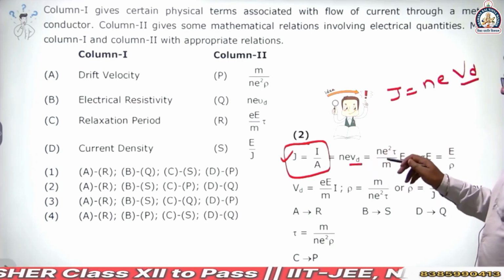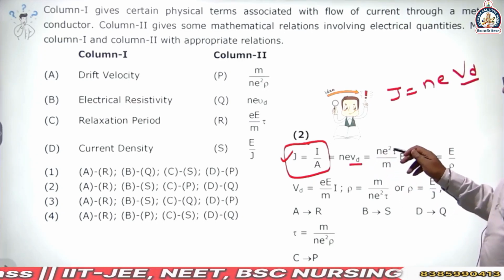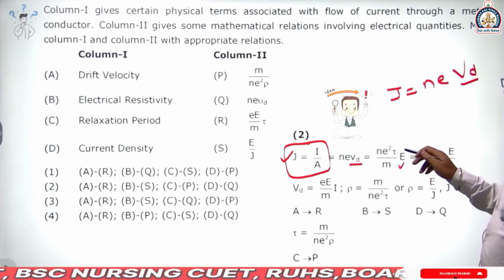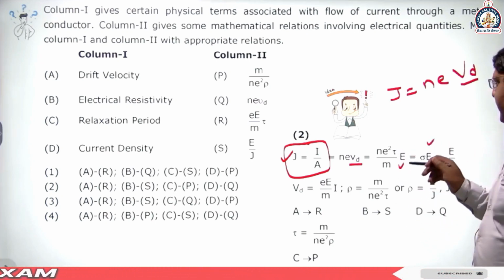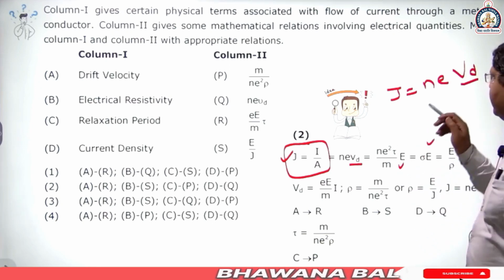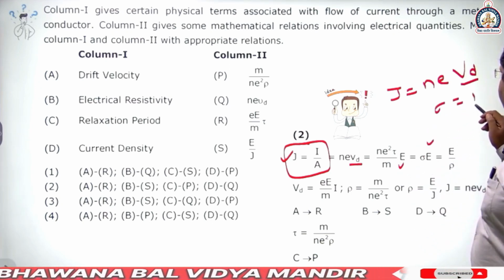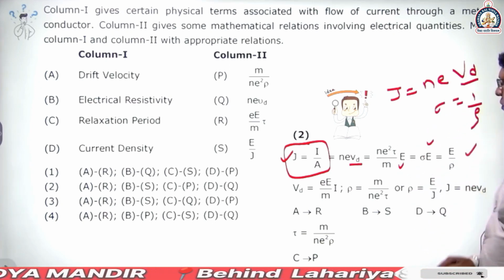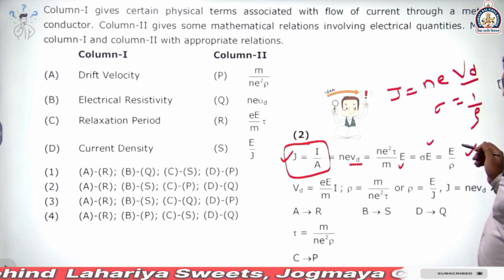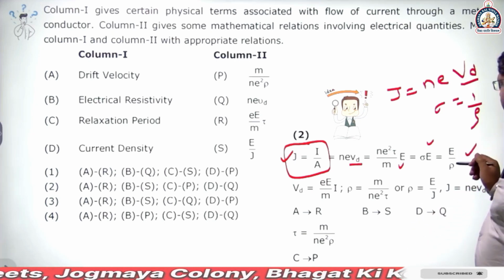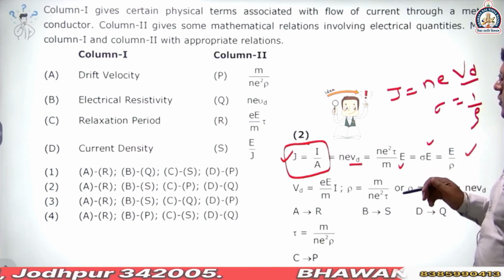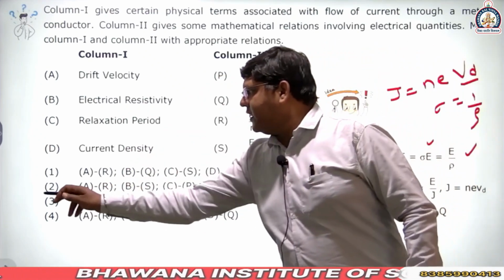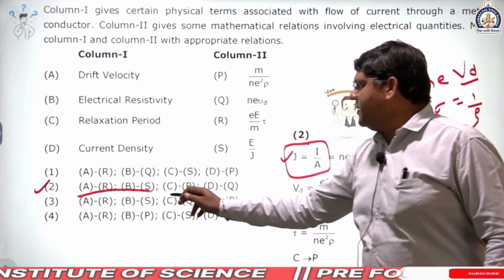Now putting the formula for vd, we get this relation, and this can be written as sigma into E. Sigma is nothing but conductivity, and it can be written as 1 upon rho, so E upon rho. If we have to calculate rho, then it comes out to be E upon J. So the correct match according to the question is option number 2.